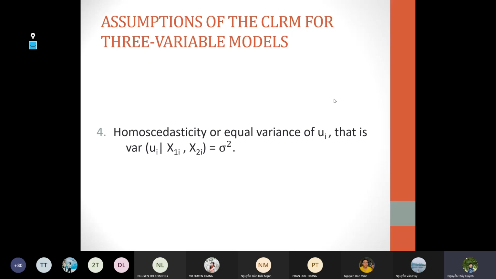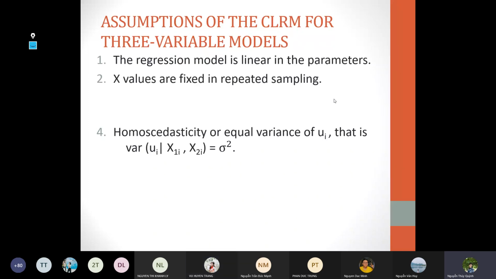Assumptions of the classical linear regression model for the 3-variable regression model. Do you still remember the basic assumptions for the 2-variable regression model? Yes. Okay, so what are they? The first one, the model is linear in the parameters. So for the 3-variable regression model, we still have this one. The model is linear in the parameters.